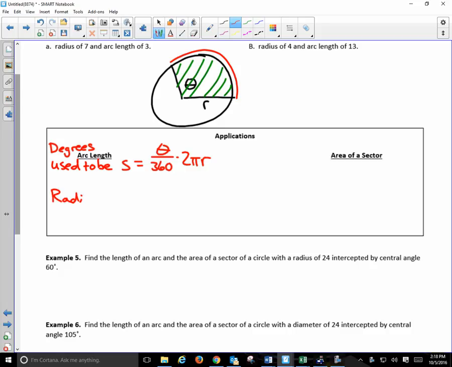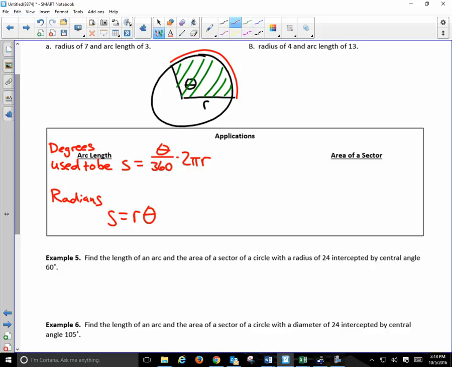And if you know radians, then S is simply equal to r theta. Much nicer formula, huh? So we like to use that.